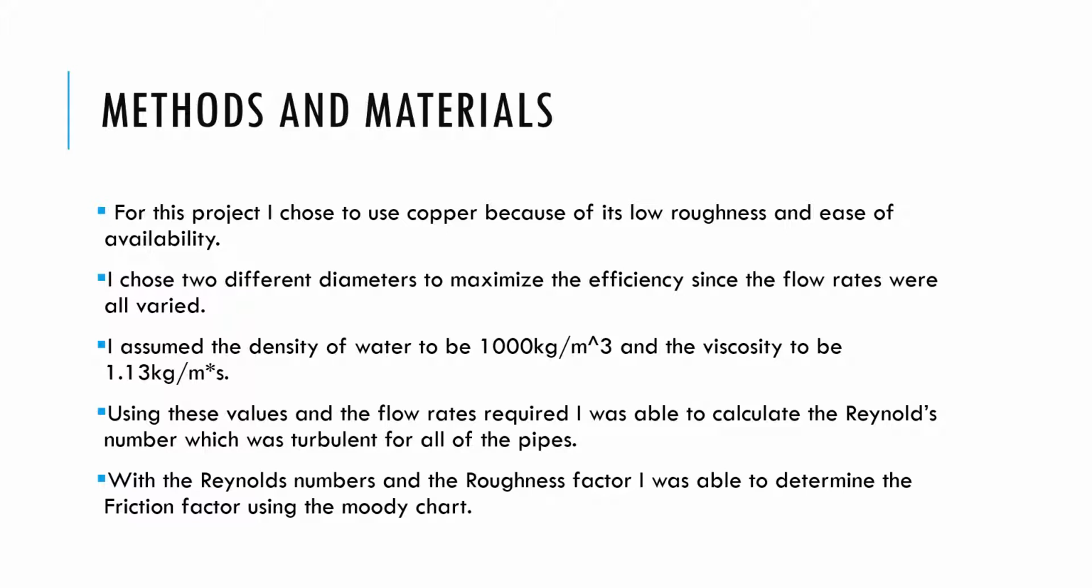I assumed density of water to be 1,000 kilograms per meter cubed and viscosity to be 1.13 kilograms per meter second. Using these values and the flow rates required, I was able to calculate the Reynolds number, which was turbulent for all of the pipes. With Reynolds numbers and roughness factors, I was able to determine friction factors using the Moody chart.